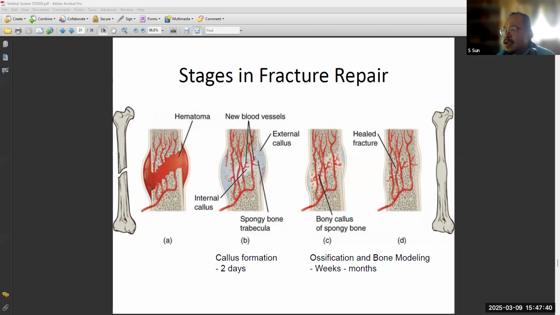We have the internal callus and we also have the external callus. If it's surrounding the periosteum, it's called external callus. If it's inside the medullary cavity, it's called internal callus. So we have this callus. Basically, callus is cartilage. It could be a quiz question, like which of the following describes the callus? Callus is basically cartilage.